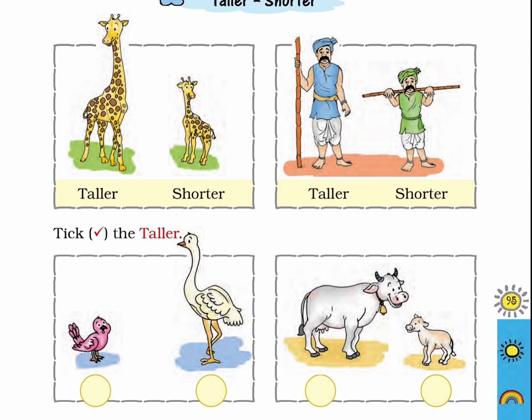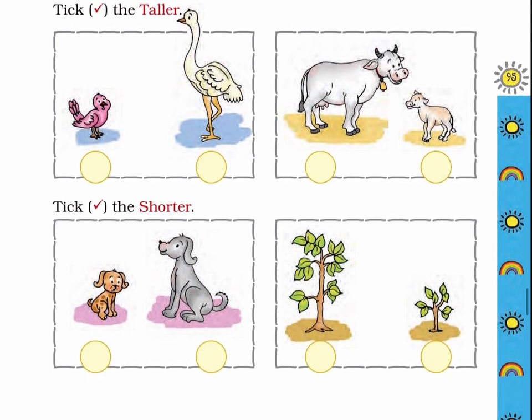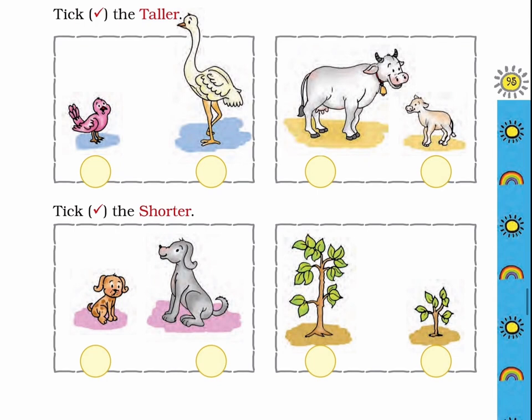Part 2, Picture 1 shows a chick and a swan. You have to tell which one is taller, the chick or the swan. Picture 2 shows a cow and a calf. Calf is a baby cow. You have to tell which one is taller, the cow or the calf. Question 2. Tick and identify the shorter in the given pictures.